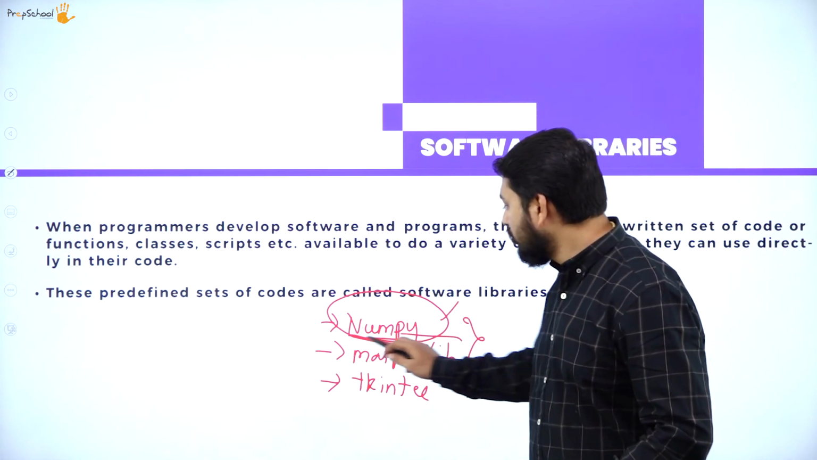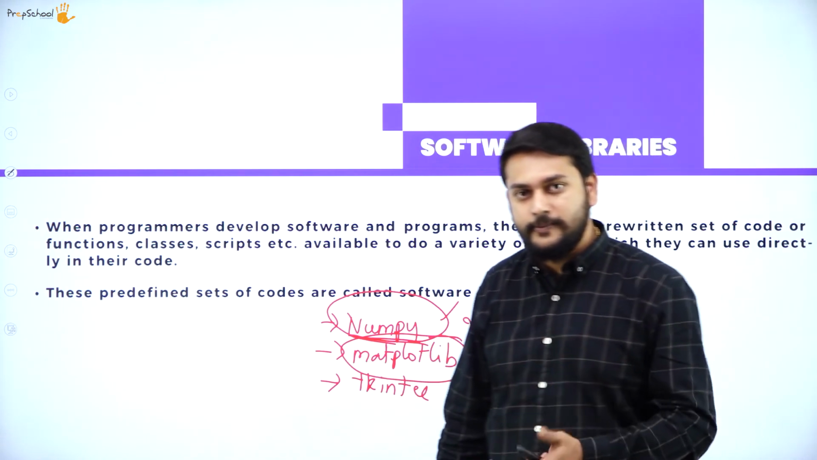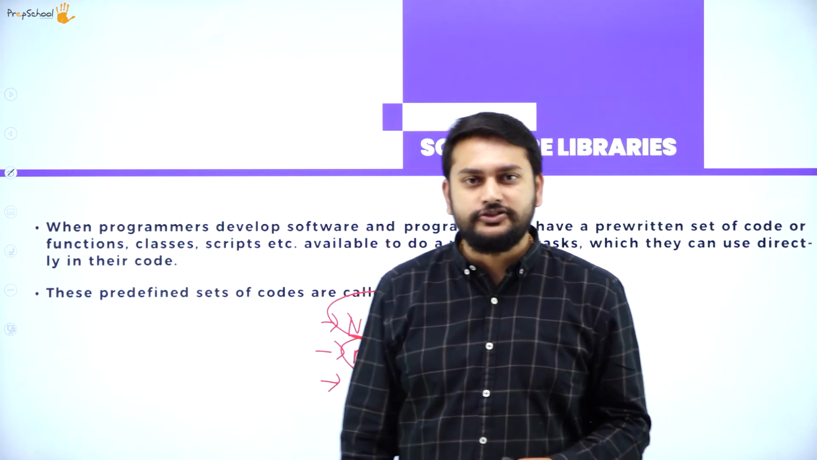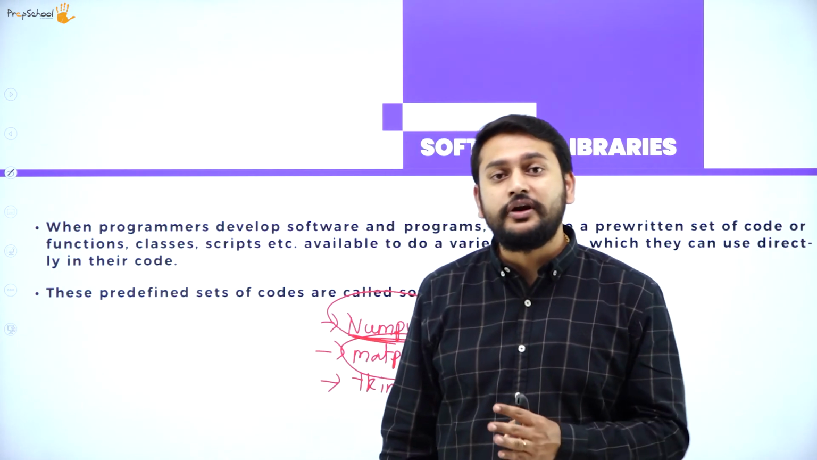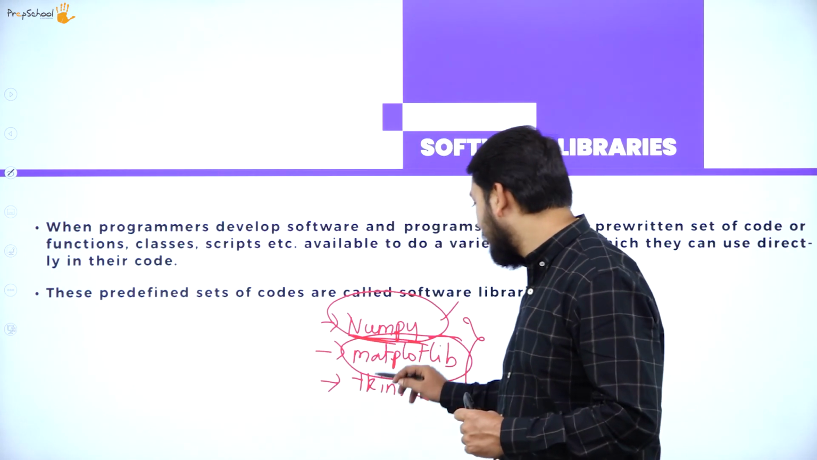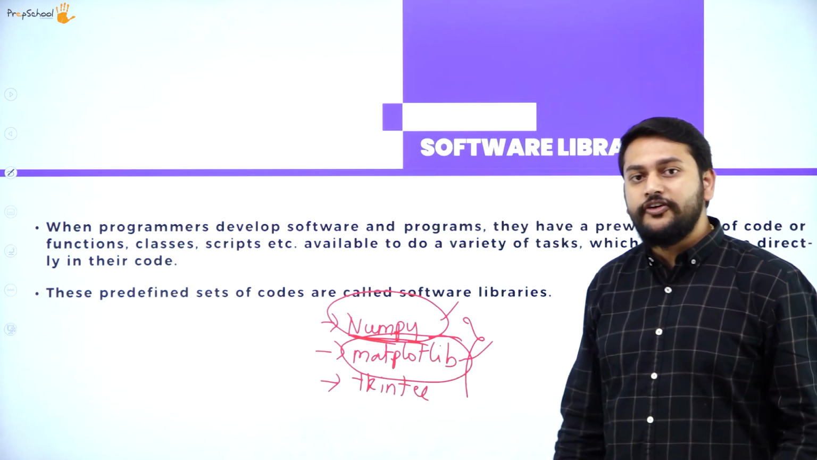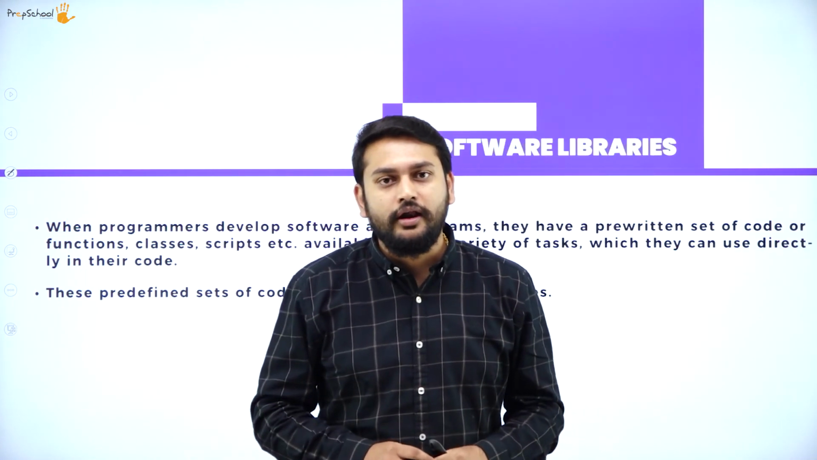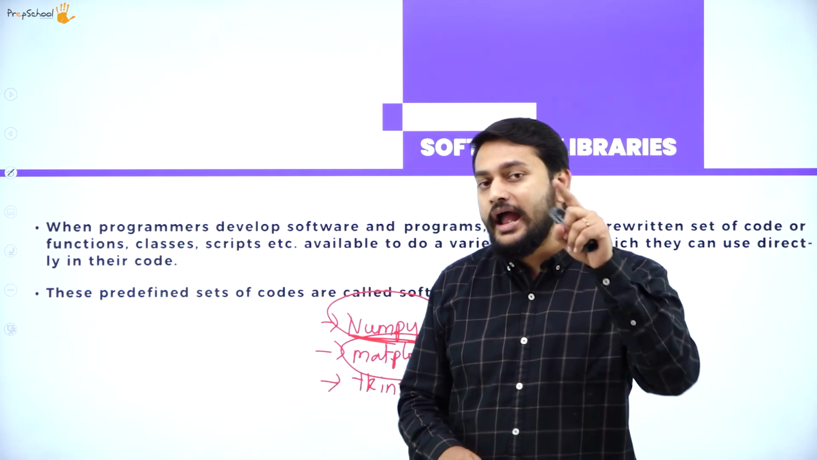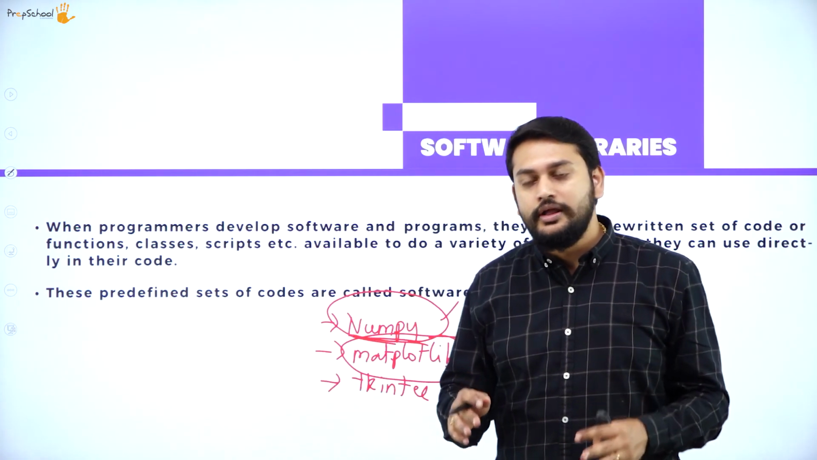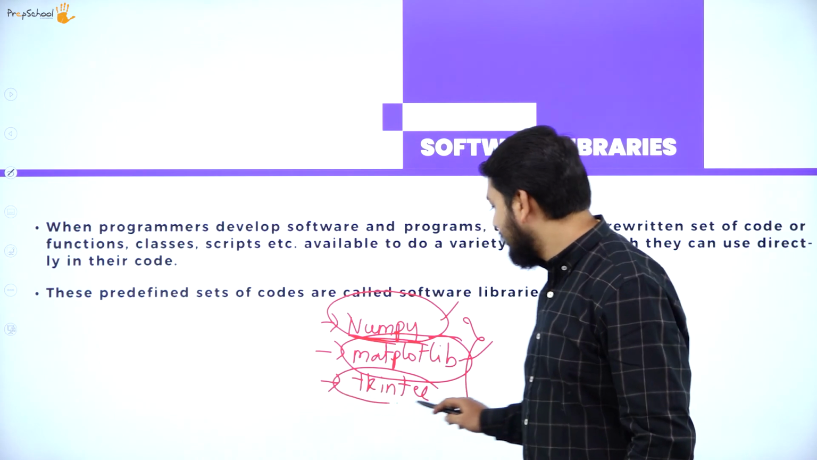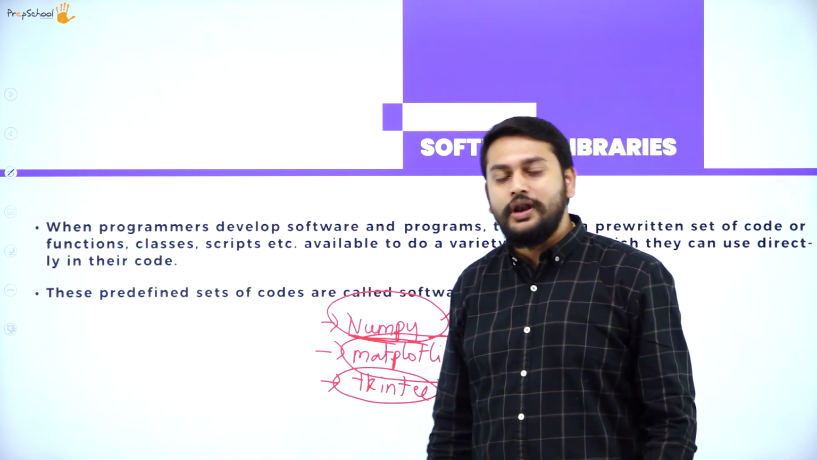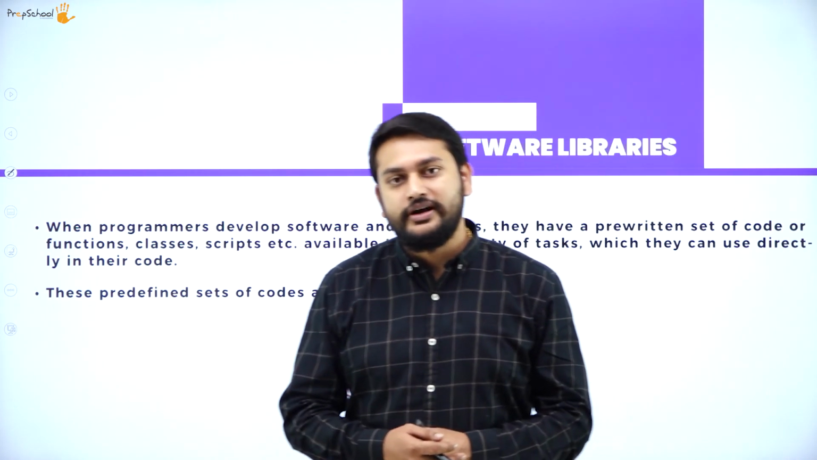Suppose I want to plot any graphs, so the graph related functions I have grouped and stored in Matplotlib. If I want to design my own interface for my software or for my program, I have defined and stored that inside the tkinter library. So like this, I have the library softwares.